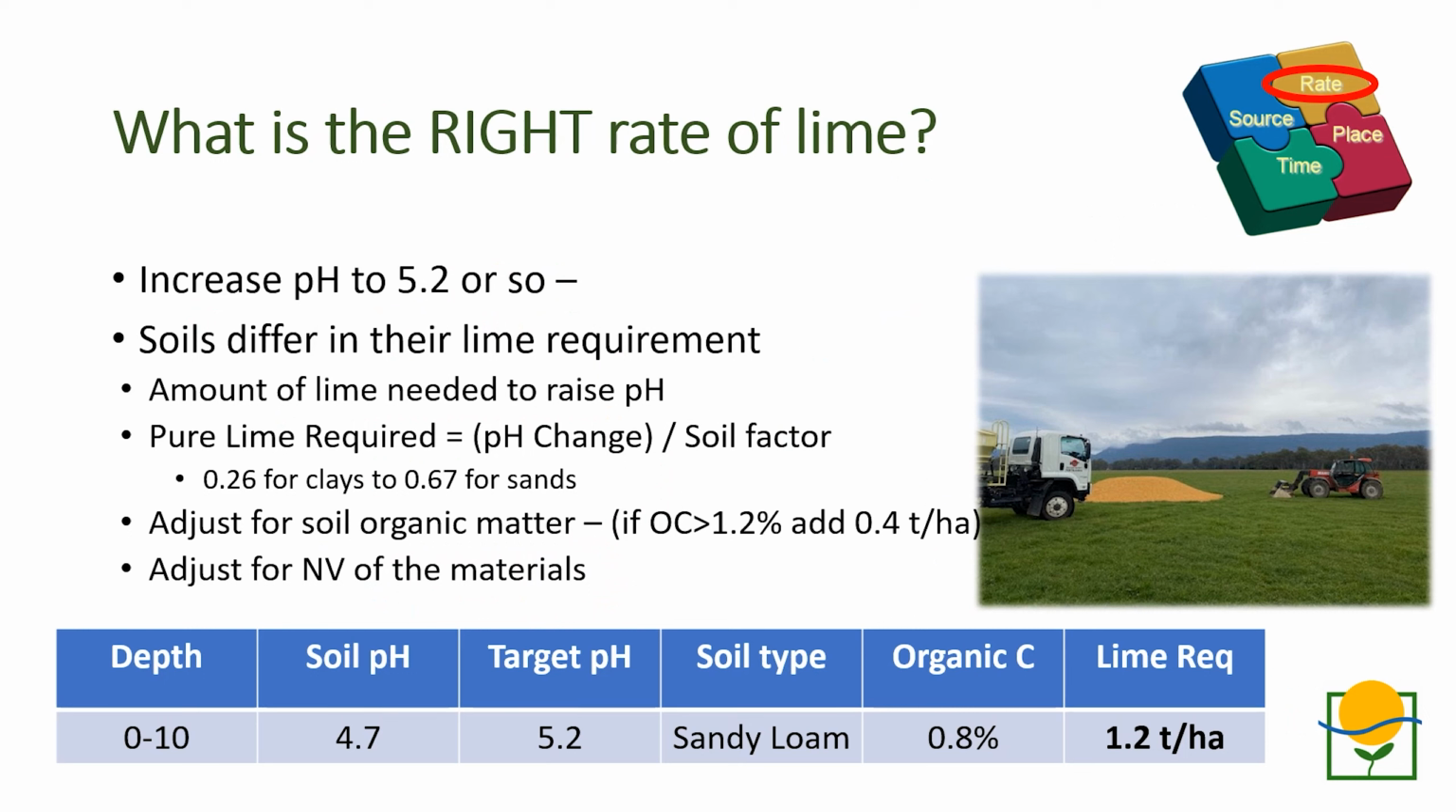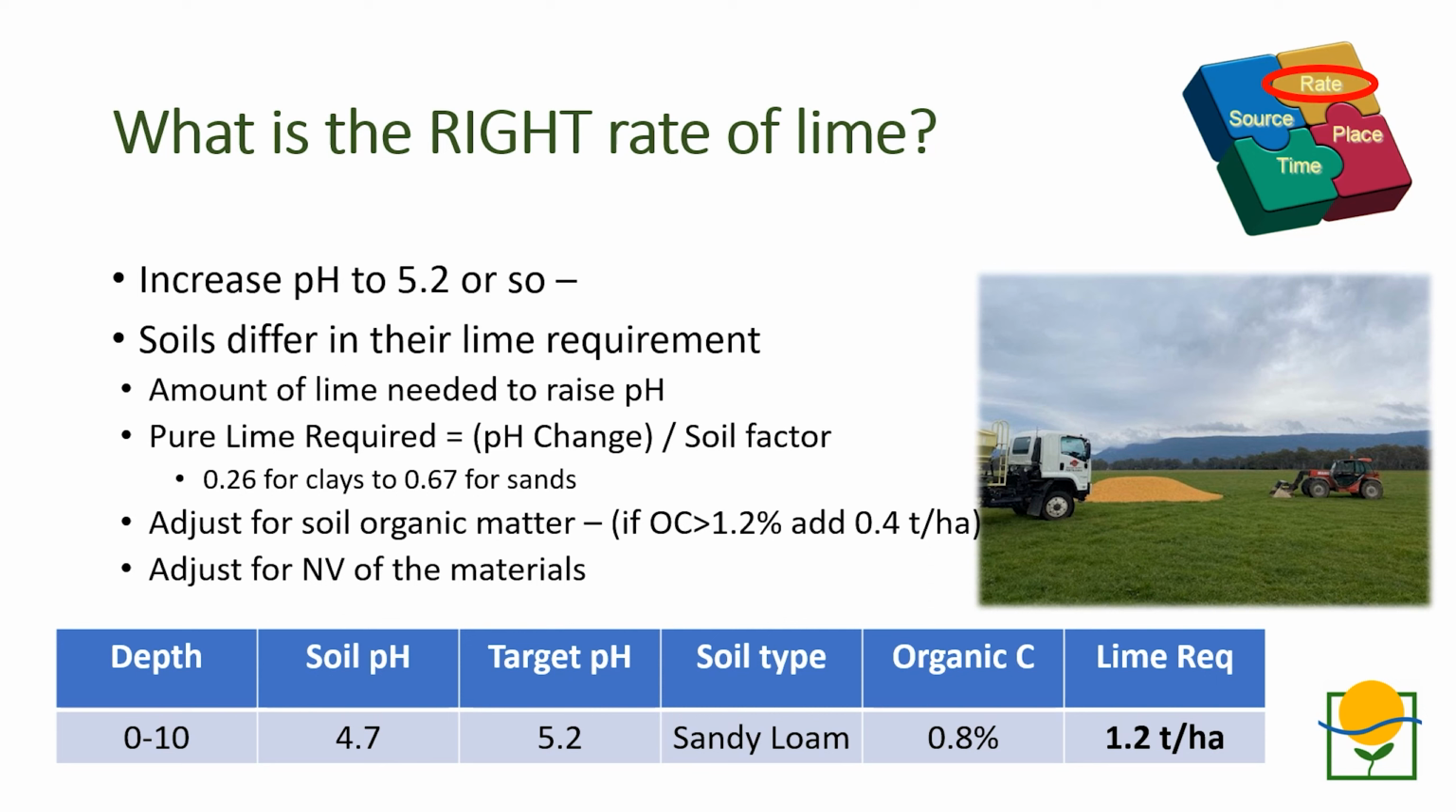The second of the R's is what's the right rate of lime? Well, it varies dramatically from soil to soil. What we're aiming to do is to increase the pH to 5.2, and that might take 2 or 3 years of lime application to slowly bring that up, particularly if the soil pH is very low. The amount of pure lime required is the pH change needed divided by the soil factor. The soil factor varies with soil texture, and it takes more lime to change a clay than to change a sand, so we have to account for soil texture.